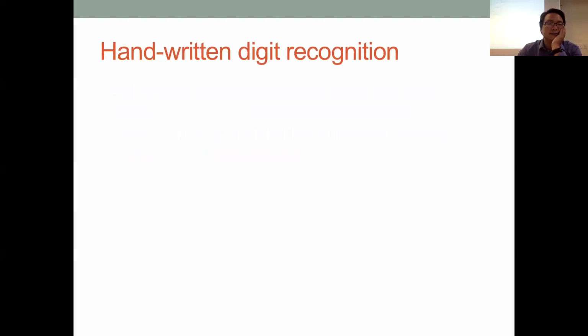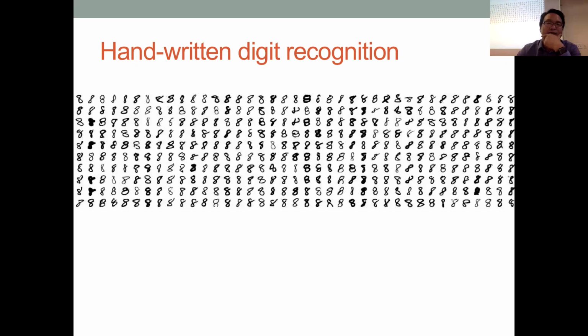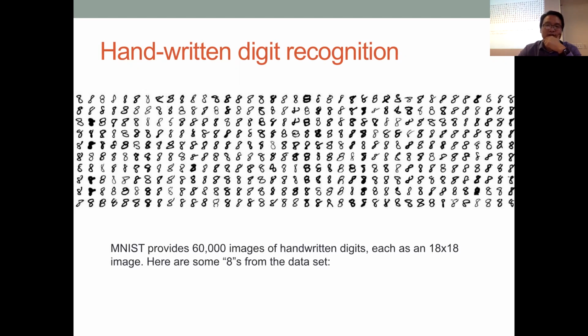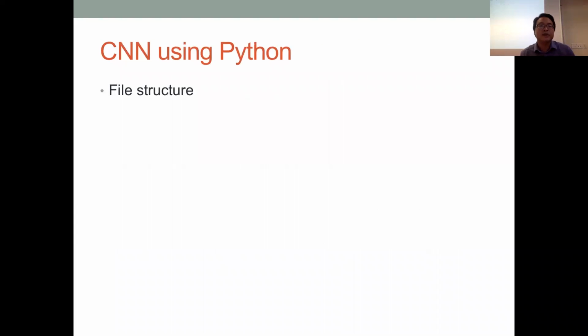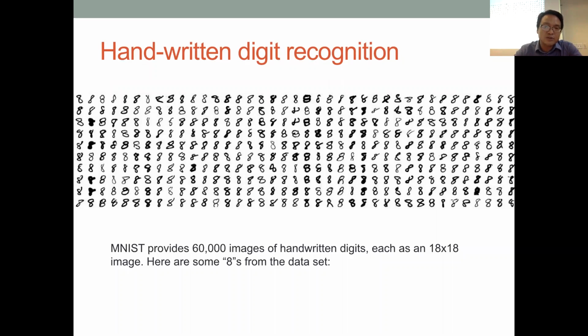So let's start from the handwritten digit recognition as well. Basically for this problem, you have 60,000 images of handwritten digits, 28 by 28, so basically it's all images of digits. If you want to utilize a convolutional network, or CNN, to do the digit recognition, okay.